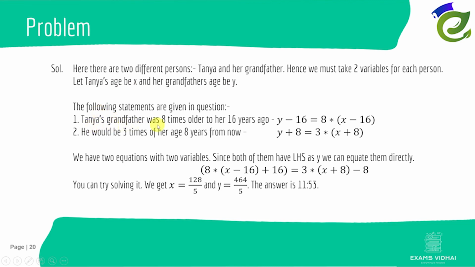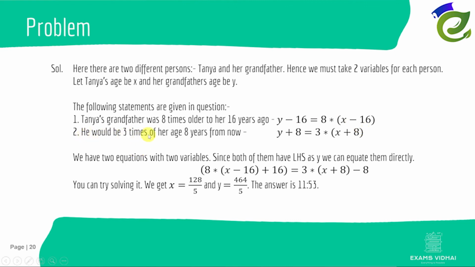Number one hint is Tanya's grandfather was 8 times older to her 16 years ago. So the whole timeline is set 16 years ago from the current ages x and y. What is 16 years ago? x minus 16 and y minus 16. Given Tanya's grandfather was 8 times older, what was the grandfather's age 16 years ago? y minus 16. And they said he is 8 times her age, so 8 into x minus 16, because they clearly said 16 years ago. Both are at x minus 16 and y minus 16. So y minus 16 is 8 into x minus 16.